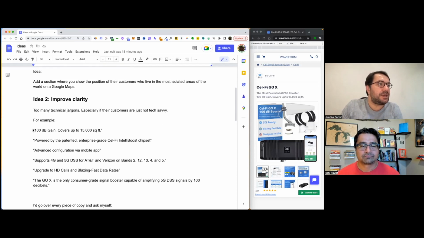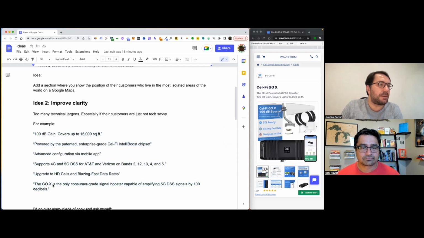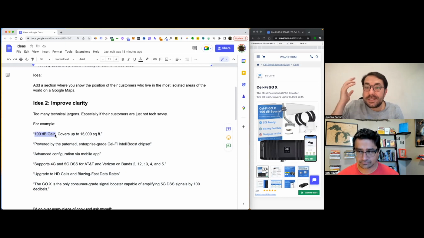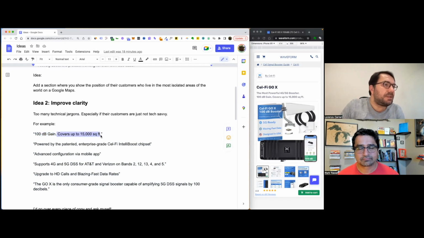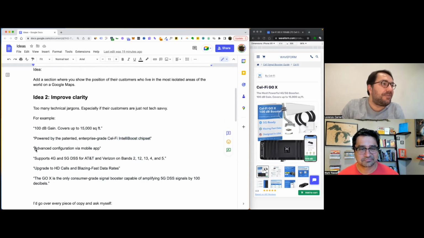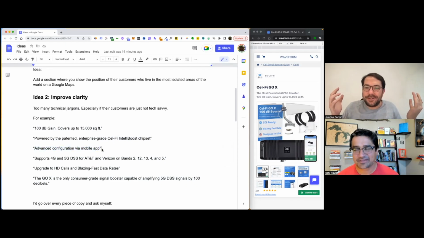So I actually wrote down some of the jargon that I found to be a little bit too technical on the product page. "100 dB gain." Okay, I wonder how many people actually understand what it means. "Cover us up." This is quite clear. And then it says "powered by the patented enterprise-grade Cel-Fi IntelliBoost chipset." No idea what that means. "Advanced configuration via mobile app." What kind of advanced configuration am I trying to do?